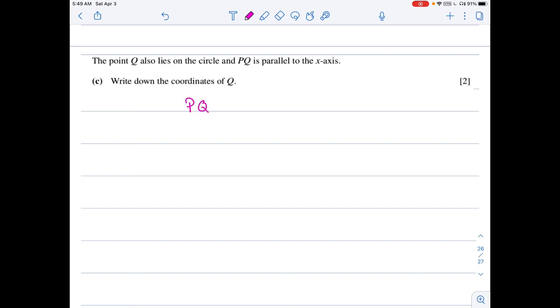He says PQ is parallel to the x-axis. What was the P coordinate? Just now we got it, which was 1 comma 2. Now it is being told that PQ is parallel to the x-axis. So if it is parallel to the x-axis, the y values are going to be the same. Why is it so? Let me show it by a diagram.